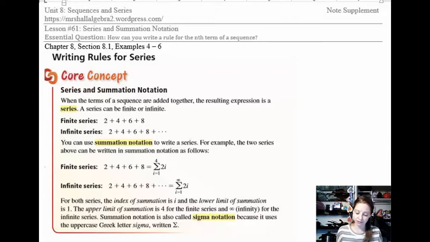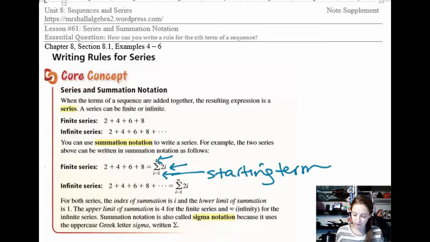So we have a finite series, and we are going from the first term to the fourth term with this rule. Right, so this is the starting term, ending term, and the rule. You see that's the same with the finite series or the infinite series, except that the ending term is infinity to tell you that it keeps going on forever.